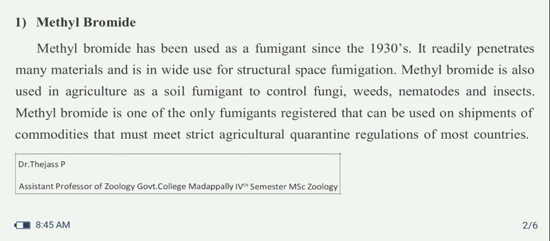Examples: methyl bromide. Methyl bromide has been used as a fumigant since the 1930s. It readily penetrates many materials and it is in wide use for structural space fumigation. Methyl bromide is also used in agriculture as a soil fumigant to control fungi, weeds, nematodes, and insects.